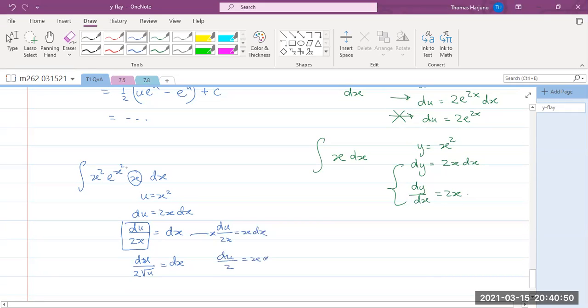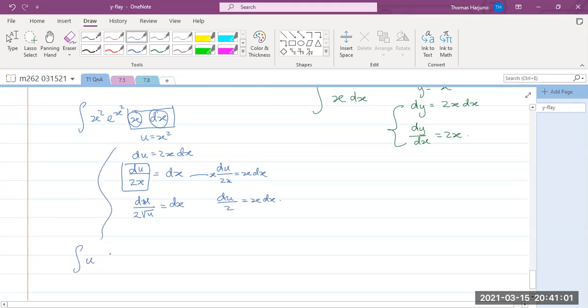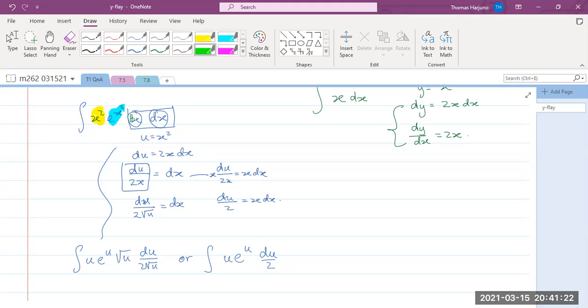Like that. So you see this as a package instead of just the dx by itself. From there, you have two possible substitutions: either u, e to the u, square root of u, du over 2 square root of u, or e to the u, e to the u, and then du over 2. In which you see this as u, this is e to the u, and this is du over 2. Or you see that this is square root of u, and this is du over 2 square root of u. Like that. But basically, once you put it into an integral, it should be one variable.